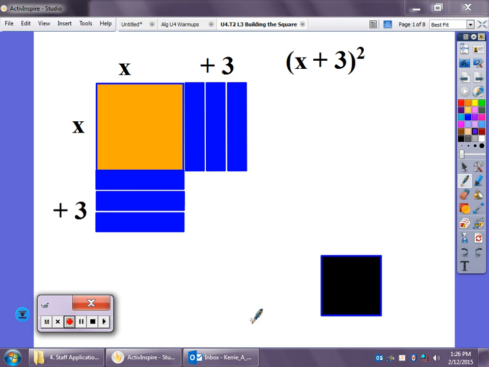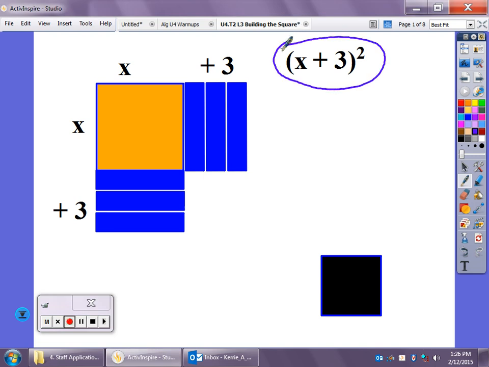Okay, the problem is the quantity x plus 3 squared, and the final answer for that is x squared plus 6x plus 9. I would like you to take a moment and turn to the person next to you. Look at the numbers in the original problem and the numbers in the answer, and see if you can come up with some sort of pattern or answer to why that is the answer, where those numbers came from.